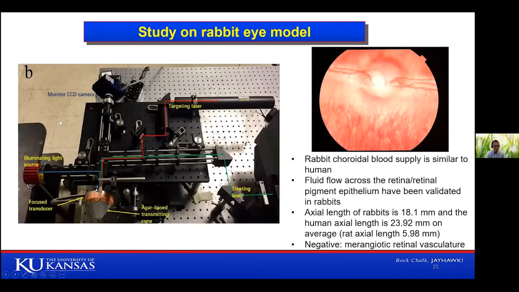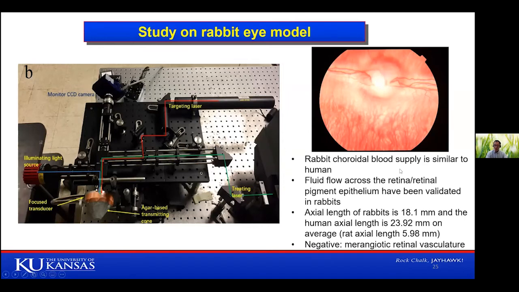So this is a real picture here. On the tip here is a focused ultrasound transducer. This transducer has a hole in the middle so that light can go through. There are a lot of light beams here. We have one target beam, which allows us to know which point we are treating. And we have a treatment light coming through, which performs the treatment. We also have a CCD camera here, which allows us to take pictures during treatment so that we can see the treatment effect.